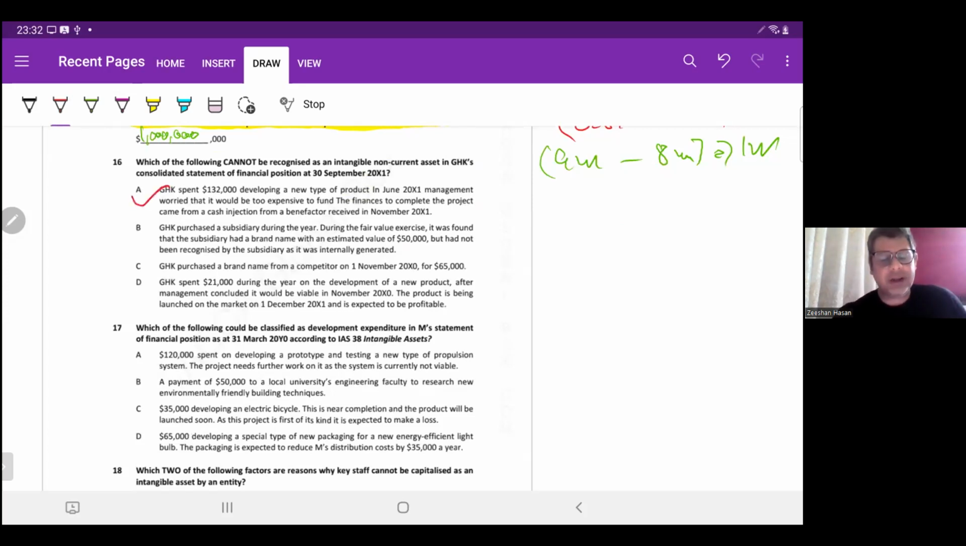The finance was only available at the year end. Therefore, the criteria for recognizing an asset were not met as the resources were not available to complete the project. Even though the brand is internally generated in the subsidiary accounts, it can be recognized at fair value for the group. Item C can be recognized as a purchased intangible, and item D meets the criteria for being capitalized as development cost.